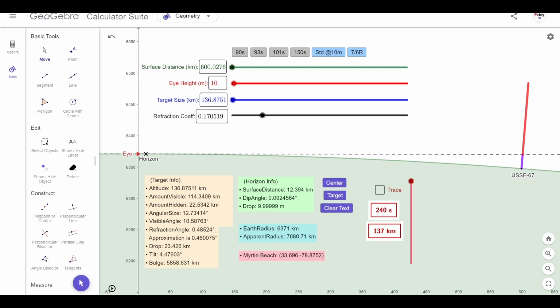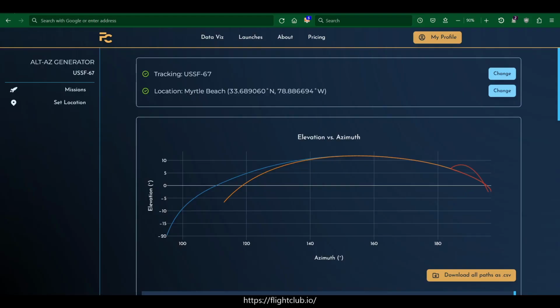Hello. In this video, I'm going to import some Flight Club tracking data into GeoGebra, specifically the recent Falcon Heavy mission. Photographers and YouTubers like WheresWally can use this data to successfully track the trajectories of rockets after they launch, and that's for any location they happen to be at.